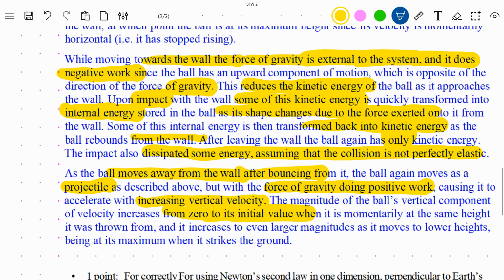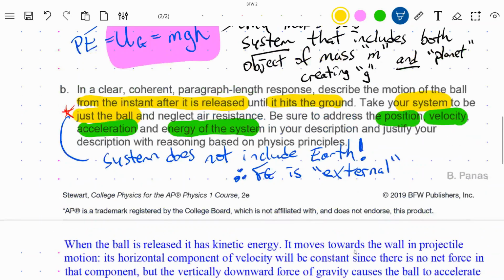Okay, anyway, just to finish this off here, from 0 to its initial value, when it is momentarily at the same height it was thrown from, that wasn't the key piece, but I thought I'd introduce that to lead into what ended up being a key piece. It increases to even larger magnitudes as it moves to lower heights. So don't forget that it was thrown from, just to remind you of it.